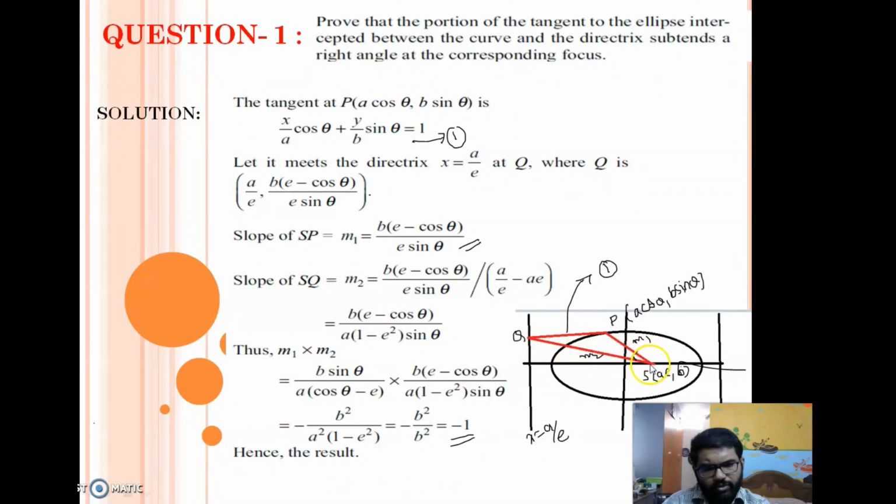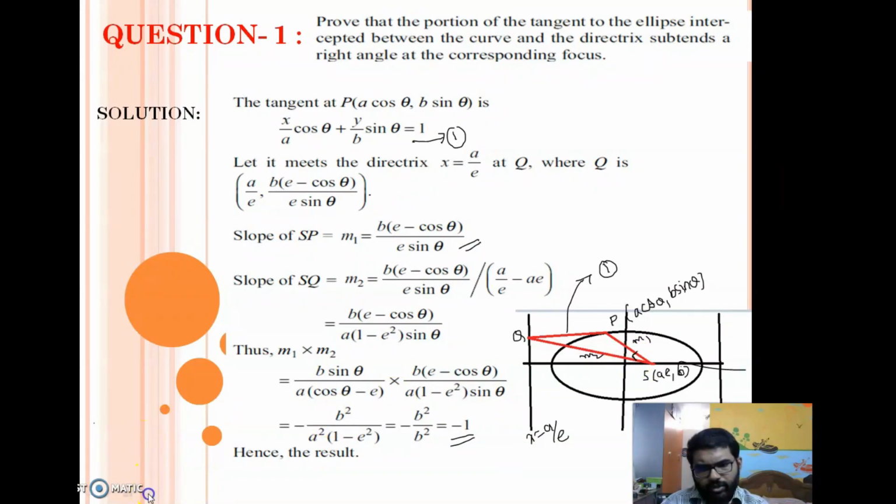It is enough to show that the product of the slopes of SP and SQ is equal to -1. With the equation of the tangent we calculate the point Q. Then from that we calculate the slope of SP and slope of SQ and multiply them. We got it as -1. Therefore, it subtends 90 degrees at the focus.